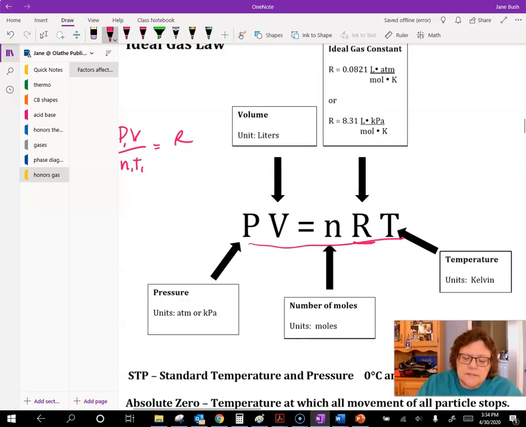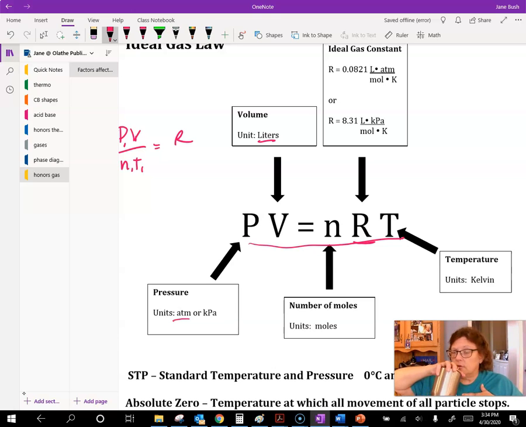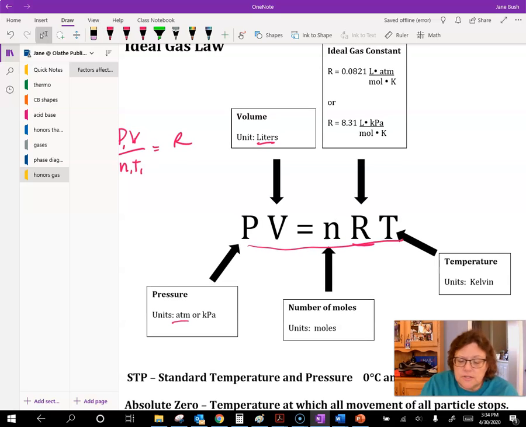Notice, volume has to be in liters. Pressure, for what we're going to use, is in atmospheres. In College Chem, I just went through all the calculations on the new online stuff, and every time we're given some kind of pressure measurement, we change it to atmospheres. That is all back on the first page of the notes, the different kinds of atmospheres. You could also use kilopascals, but if you use kilopascals, you have to use a different constant.